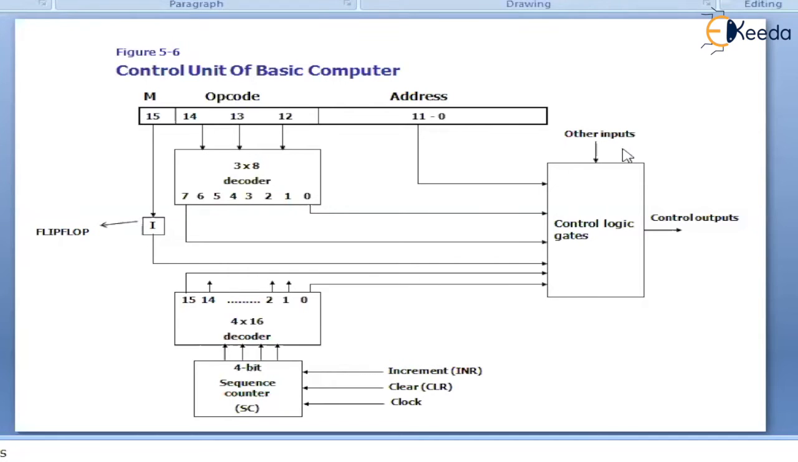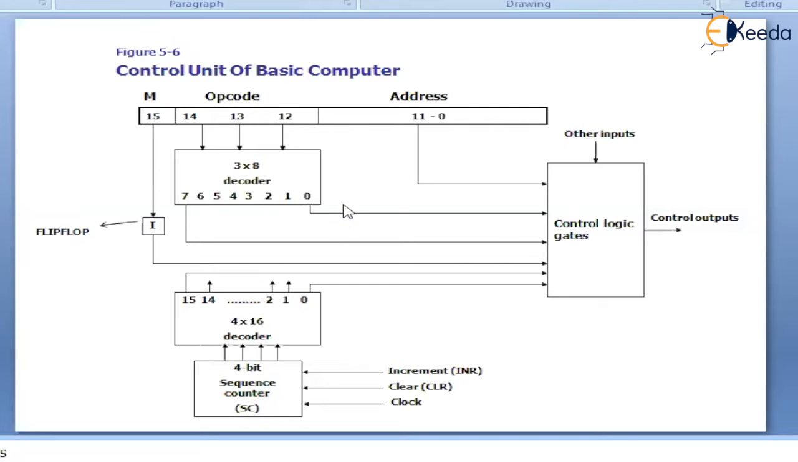The control unit inside is going to have all the routines, because the opcode is going to be decoded and the outputs will be D0, D1, D2, D3, D4, D5, D6, D7. If it is 000, D0 will get enabled. What is the 000 opcode? You know that the 000 opcode is for the AND operation. Similarly, 001 is addition, 010 is load, 011 is store.